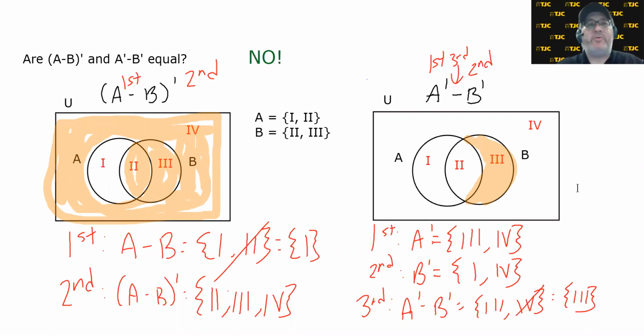So to summarize, to verify that 2 sets are equal or explore whether or not they're equal, you simply draw a Venn diagram for each one using the techniques that we've already developed. If the Venn diagrams match in terms of shading, then the sets are equal. Otherwise, they are not.